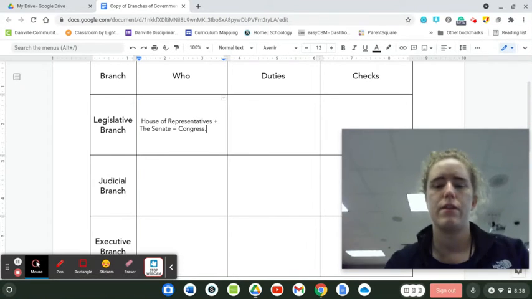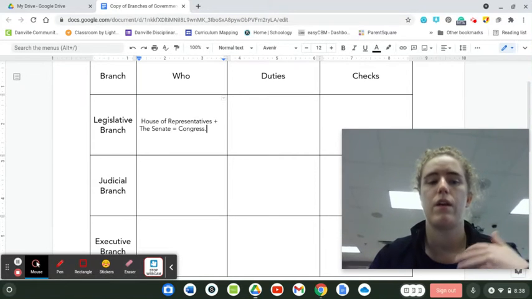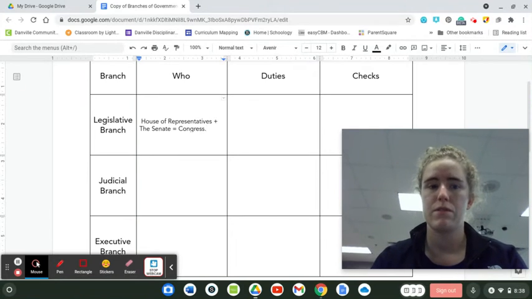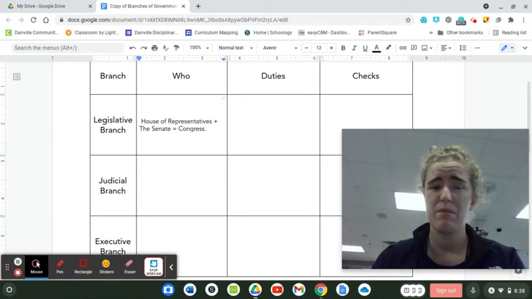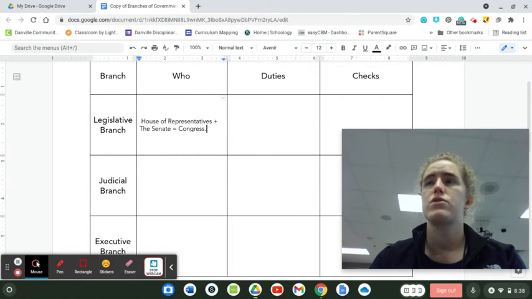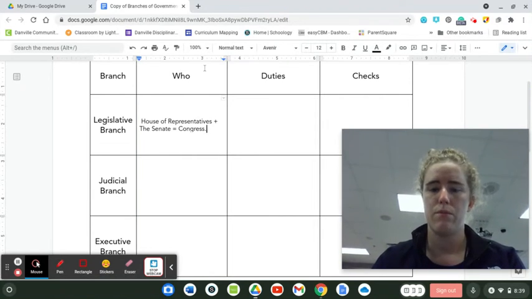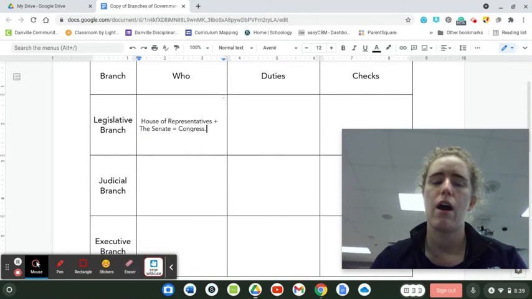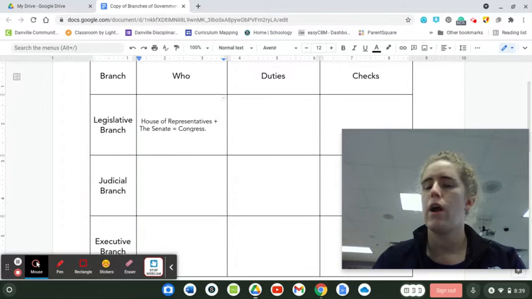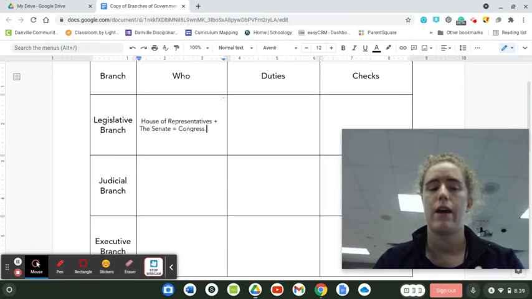The House of Representatives is a group of people that are voted in by us, the people, to represent us. They are based on population. So think about New York or California. Lots of people live there. Not a lot of people live in Alaska. So in the House of Representatives, you get a certain number of representatives based on how many people live in your area. There are 435 people that work in the House of Representatives.